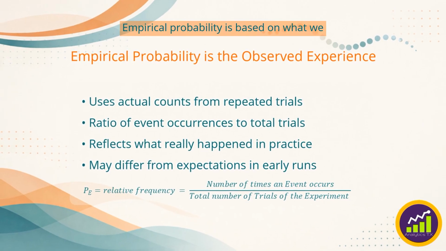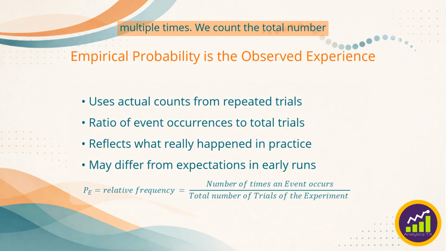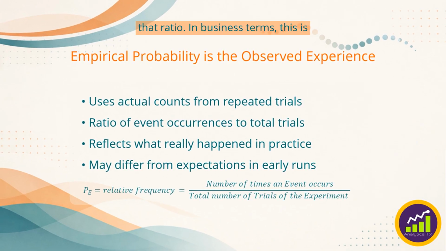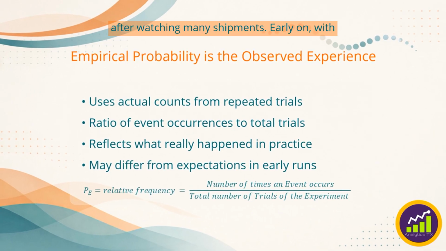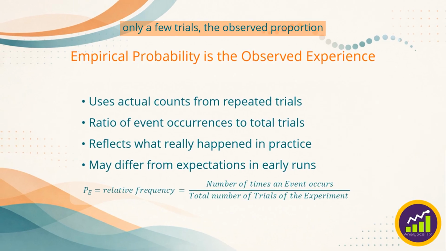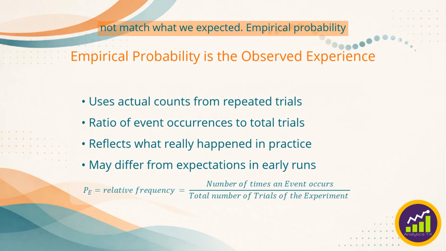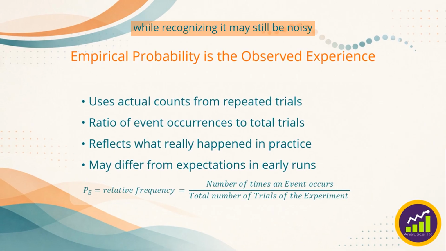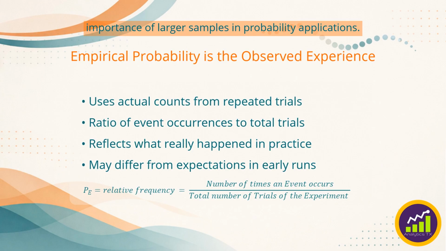Empirical probability is based on what we actually observe when an experiment is run multiple times. We count the total number of trials, then count how many times the event of interest occurs, and take that ratio. In business terms, this is like measuring the proportion of successful deliveries after watching many shipments. Early on, with only a few trials, the observed proportion can swing quite a bit and may not match what we expected. Empirical probability reflects our observed experience and helps us respect the data in front of us, while recognizing it may still be noisy when sample sizes are small. A simple coin toss example will help visualize the importance of larger samples in probability applications.